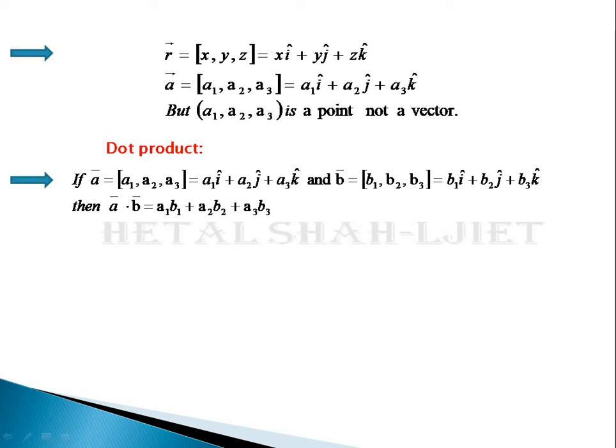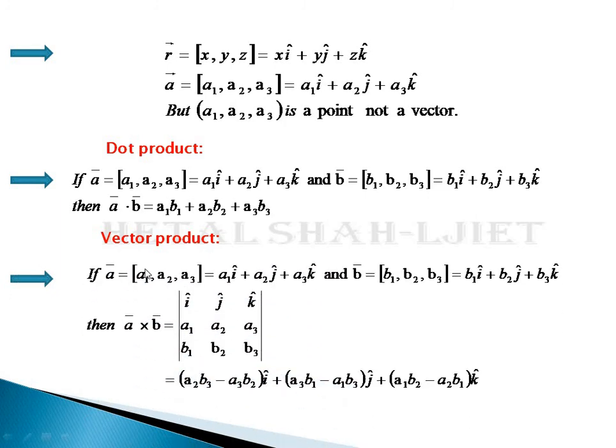Okay, similarly vector product. As you know, if we have two vectors a bar and b bar, then the vector product is defined by a bar cross b bar in the determinant form: i cap j cap k cap, a1 a2 a3, b1 b2 b3, and you already know how to solve this. This is the general formula for the vector product.